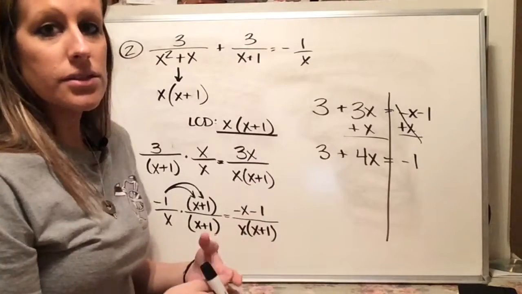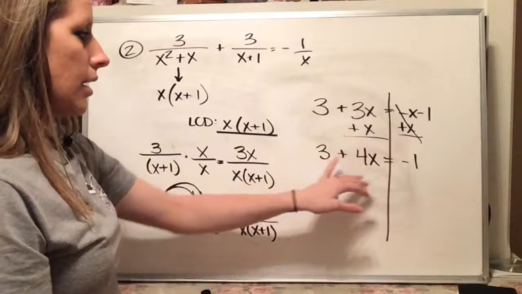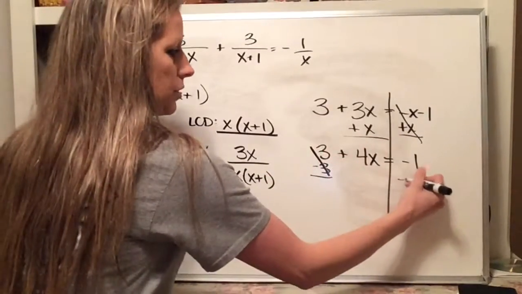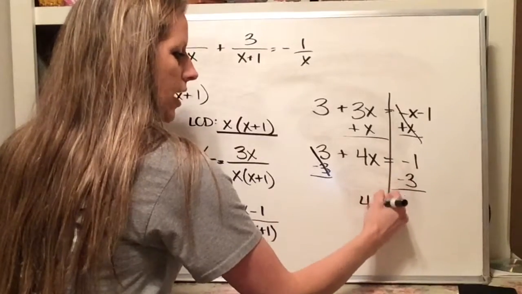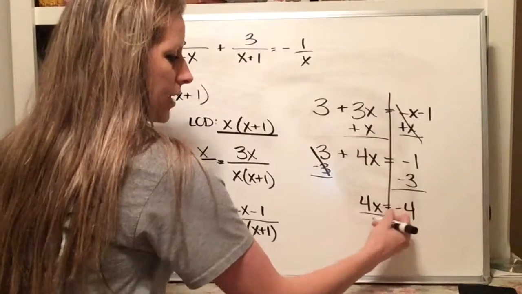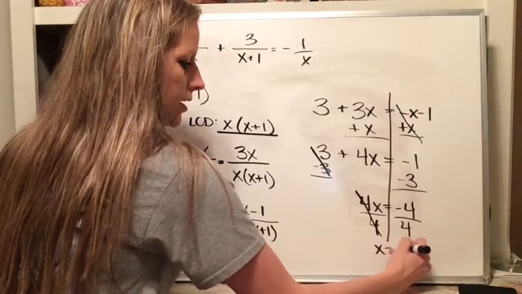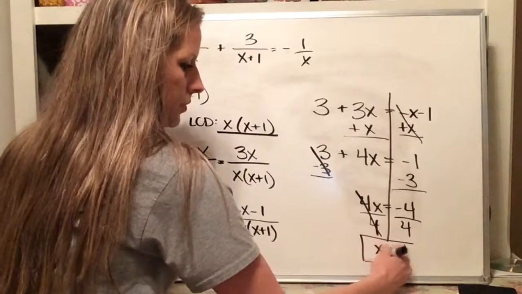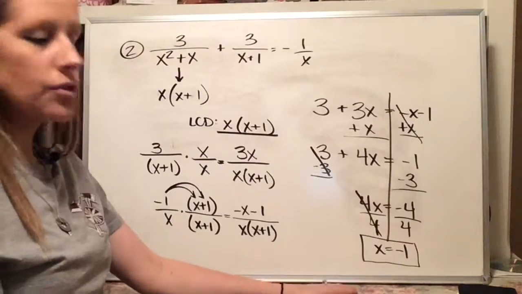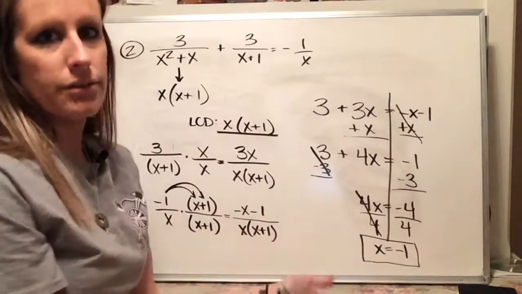Now that my x's are on the same side, I'm going to save it for last. So I'm going to subtract the 3 from both sides. I get 4x equals -4. Divide by 4. So x equals -1. And that's what you're going to do on every problem. You're going to get the same denominator and then solve for x.